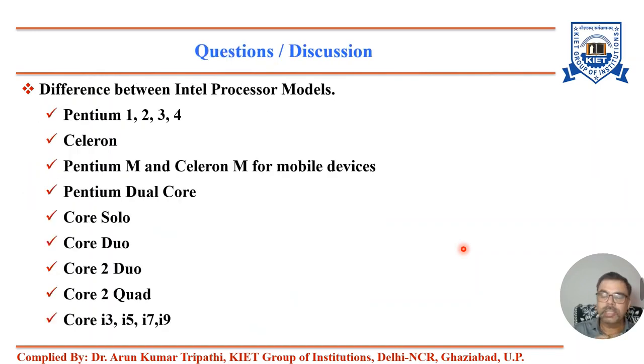Now, we should know the difference between the different types of Intel processors, because we have heard the terms Pentium 1 series, Pentium 2, Pentium 3, Pentium 4, Celeron, Core 2 Duo, Dual Core, and so on. Nowadays, we are using the i3, i5, i7, and i9 also. So what is the difference? We must be aware of that for the examination. Such a question may be asked: what is the difference between these processor models?